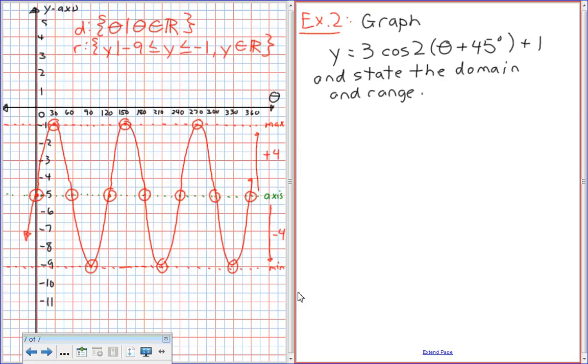This question here is similar to the last one, but a little different. We're going to write down all the given information. This is the last one.